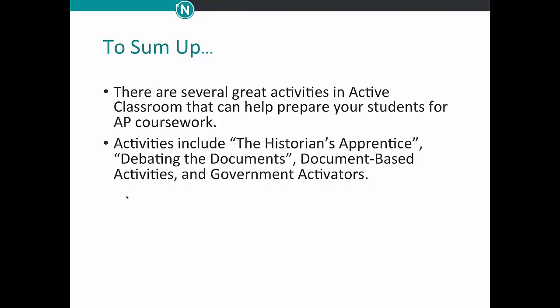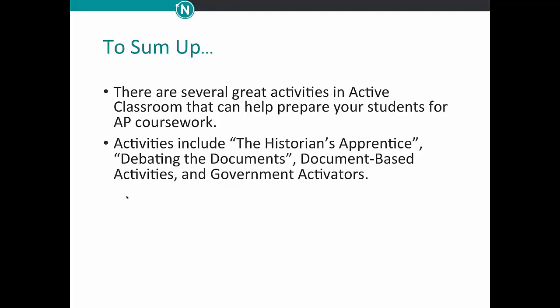Some of the activities that we spoke about this afternoon: the Historian's Apprentice, debating the documents, document-based activities, and these are all available for world history, U.S. history, and government activators. I am sure if you are an econ teacher and you want to do this for econ, you could find econ activities. The reason I did not include them was basically for time, and also mainly because I'm not an econ teacher.